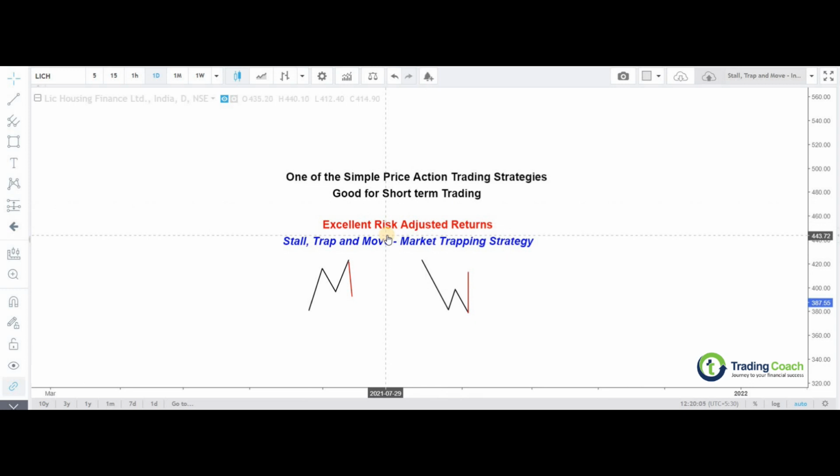All right. So the name of this particular strategy, we will call it Stall, Trap and Move. So the name is a little different over here in case you are a little curious. So this particular strategy is based on the market traps. All right, it's a market trapping strategy.